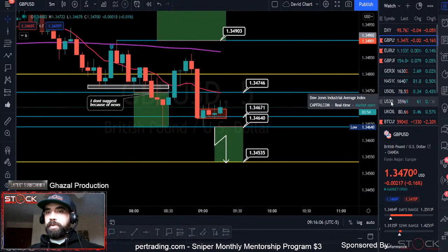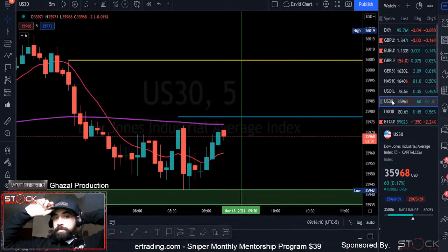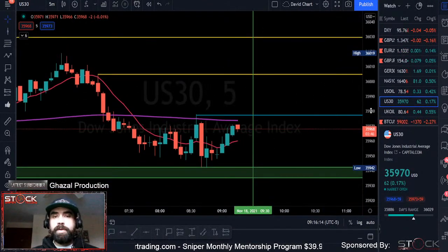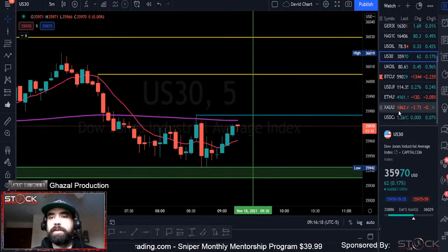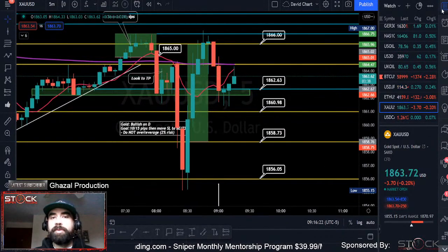All right, so what we're looking at now is our US 30. You can see it's starting to form. Did gold form the head and shoulders here? Let's see. Uh-oh. Remember we talked about this?